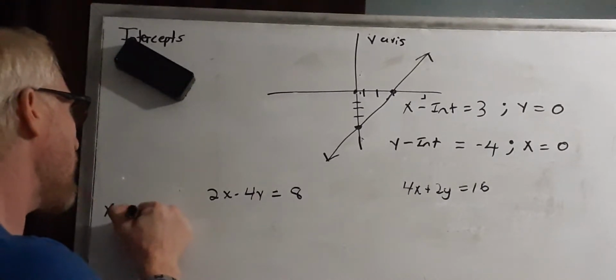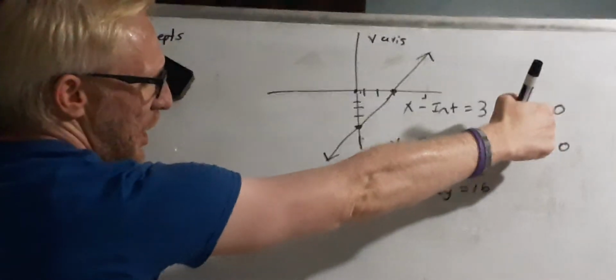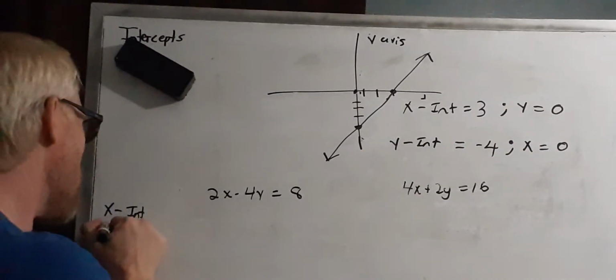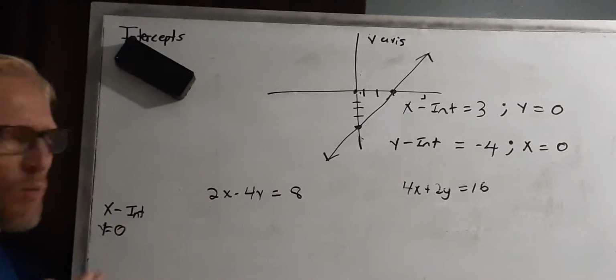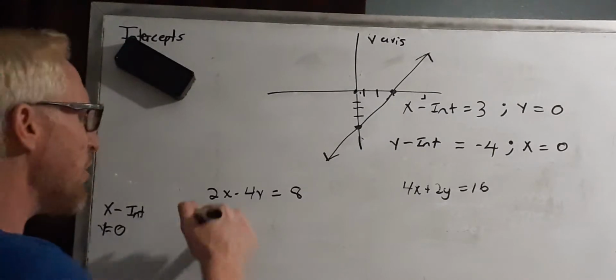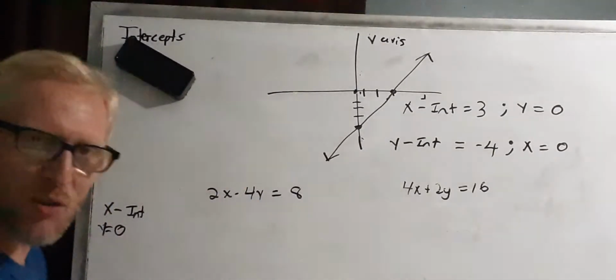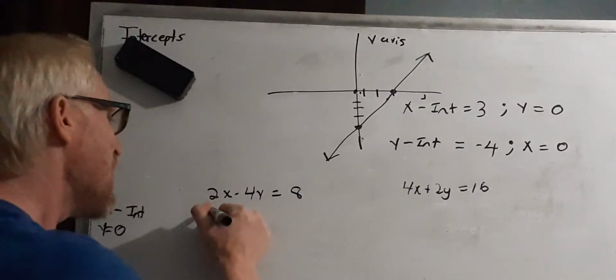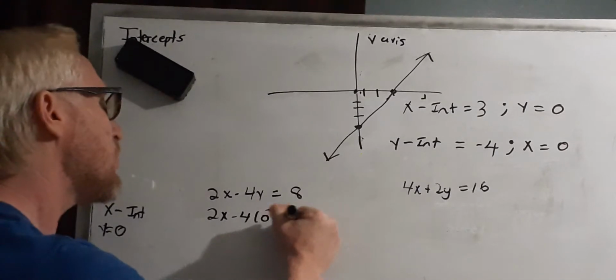Now remember, if I'm looking for my x-intercept, we already established that y equals 0. So I'm just going to write that down here to remind myself that whenever I'm looking for my x-intercept, y equals 0. What that means algebraically is that I'm going to rewrite this equation, but instead of writing 4y, I'm going to write 4 times 0, because y equals 0. So you're going to say 2x minus 4 times 0 equals 8.